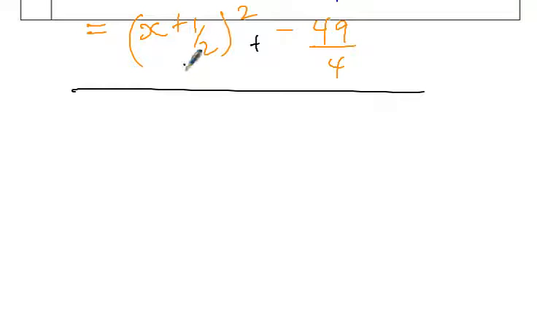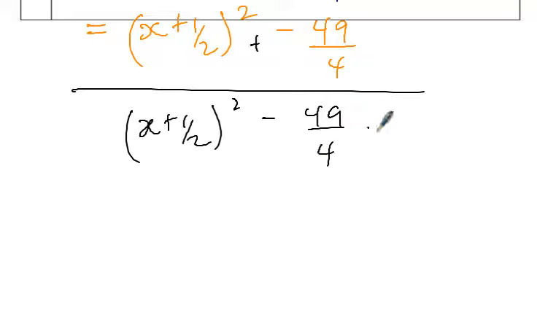To solve now, we need to continue. We shall not go back to using any other method. We shall just say x plus a half squared minus 49 out of 4 should equal to 0.